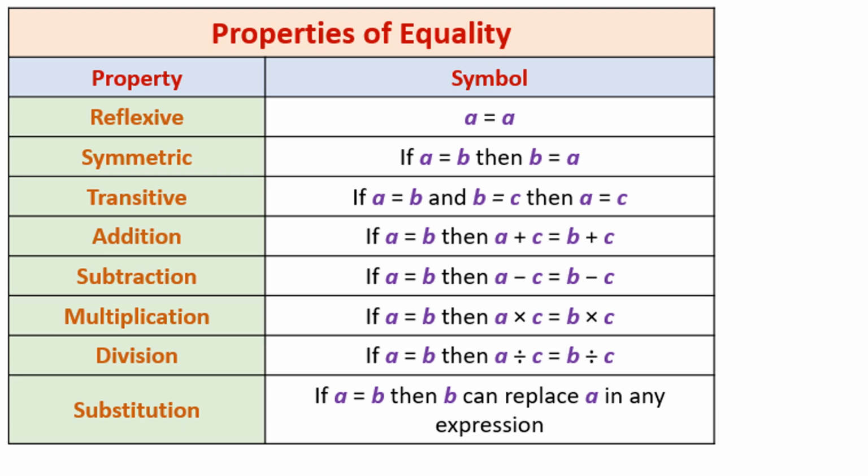Let's try to learn about the properties of equality in the same lesson. There are different kinds of properties of equality named reflexive, symmetric, transitive, addition, subtraction, multiplication, division and substitution. So what are these properties, basically?